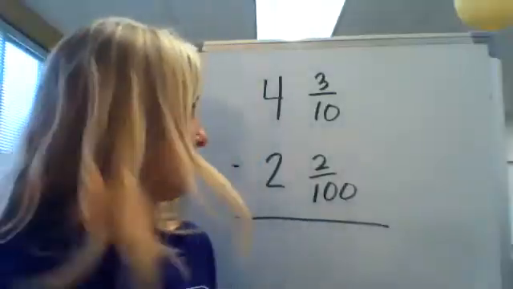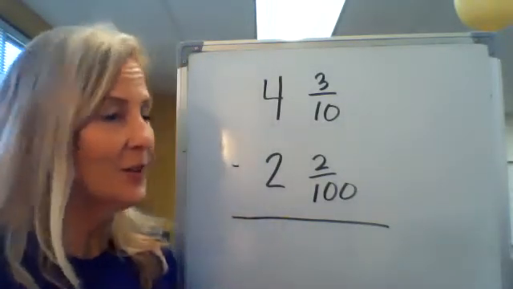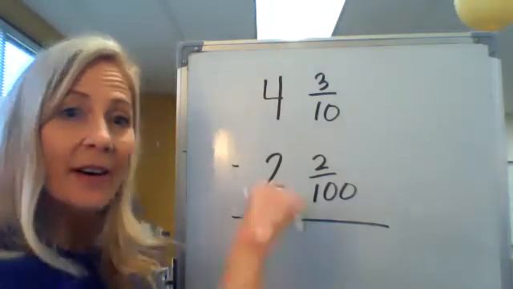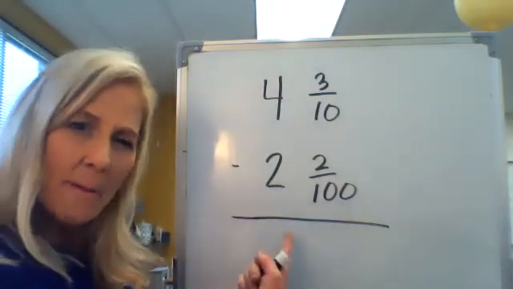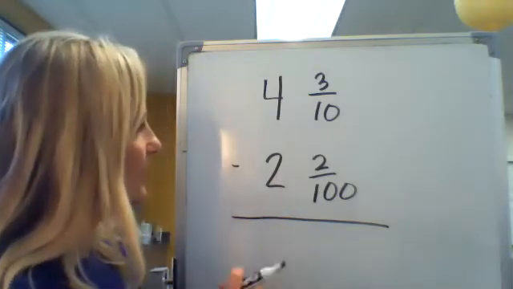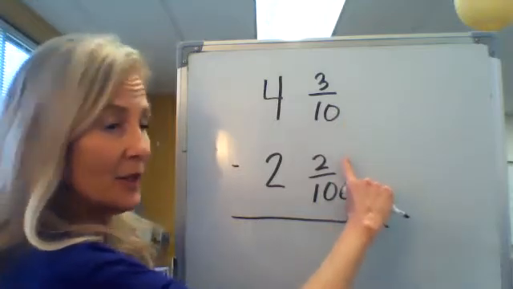All right, last one of our examples. 4 3/10, take away 2 2/100. I'm finding out the difference between these. I know they're different. I know this one's larger than this one, but exactly how different? What exact amount is the difference between them? So 3/10 take away 2/100.